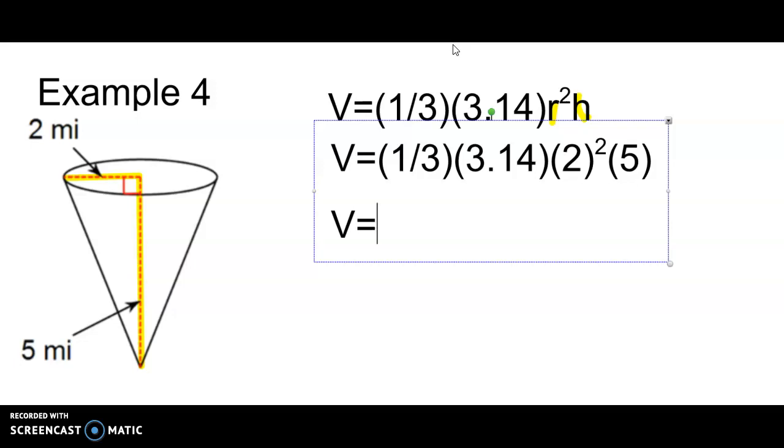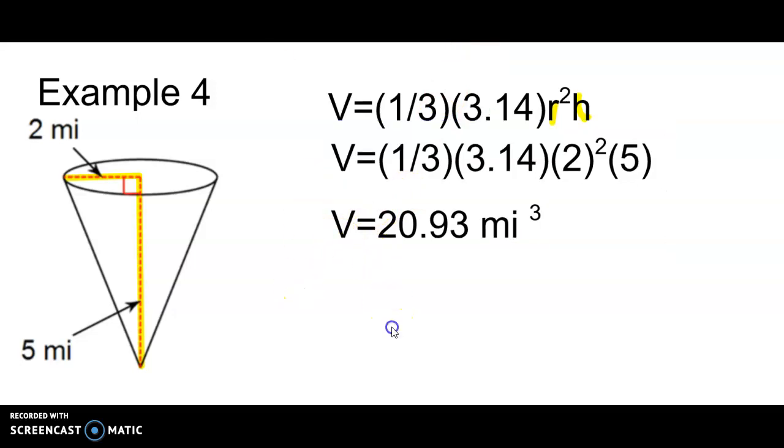Alright, so I'm just going to type this in my calculator, and we have 20.93 miles cubed, which is huge, really big. But that's how you find the volume of the cone.